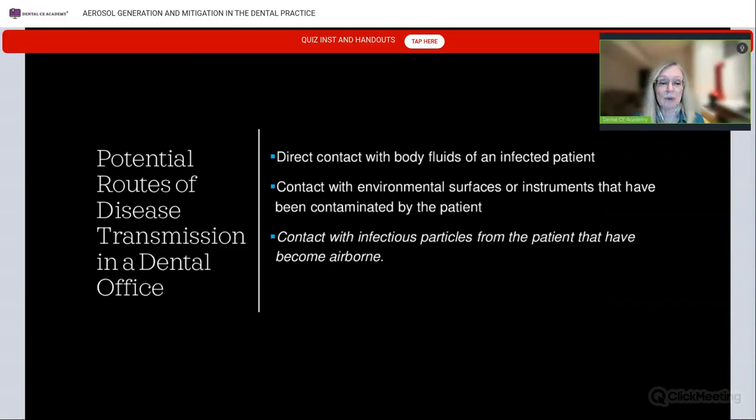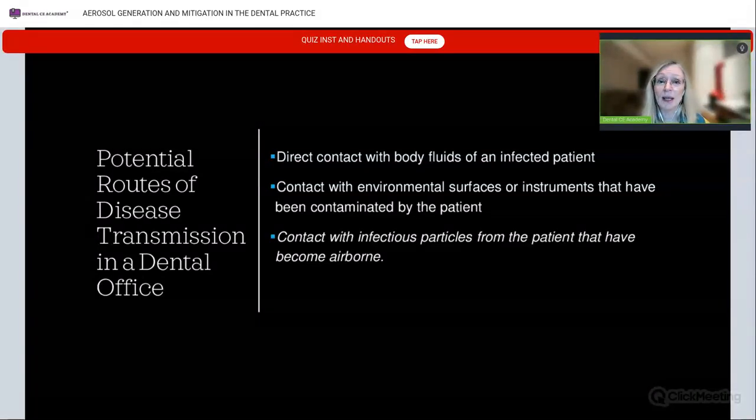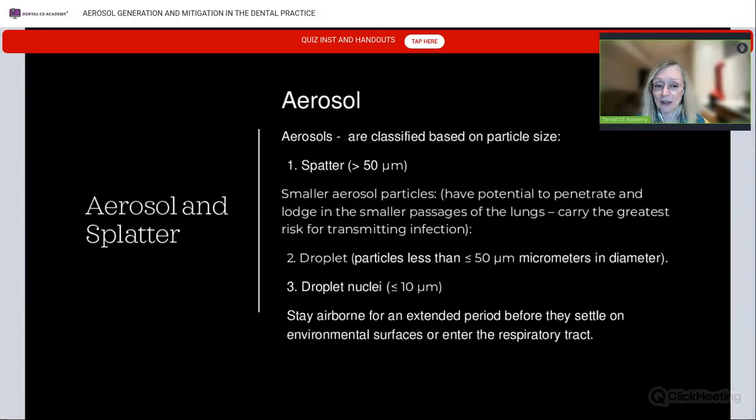Okay, so potential routes of transmission of disease in a dental office can be through direct contact with body fluids of an infected patient, whether that's blood, saliva, contact with environmental surfaces or instruments that are contaminated, and we're all here today to talk about contact with infectious particles from the patient that have become airborne, i.e. aerosol. So aerosols are classified according to particle size.